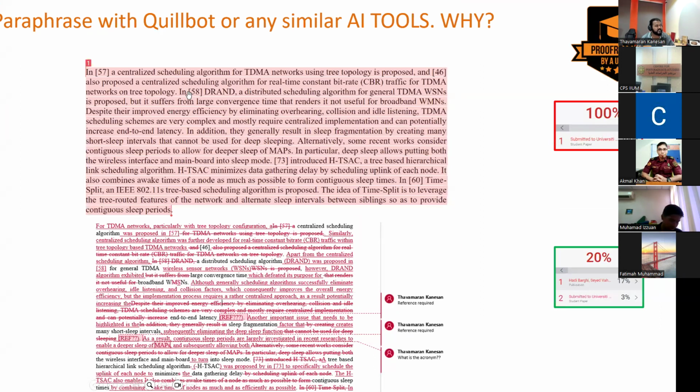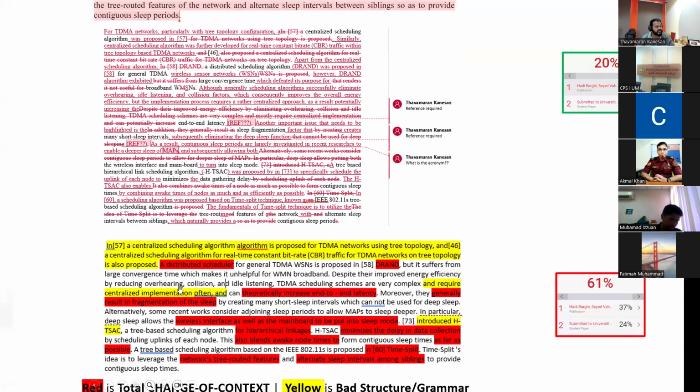here, if you look at this, in 58 DRAN, a distributed scheduling algorithm, not distributed scheduler, it's not a calendar. It is a distributed scheduling algorithm for general TDMA WSNs is proposed. This is how students won't realize. They thought this is okay. It is totally not okay.